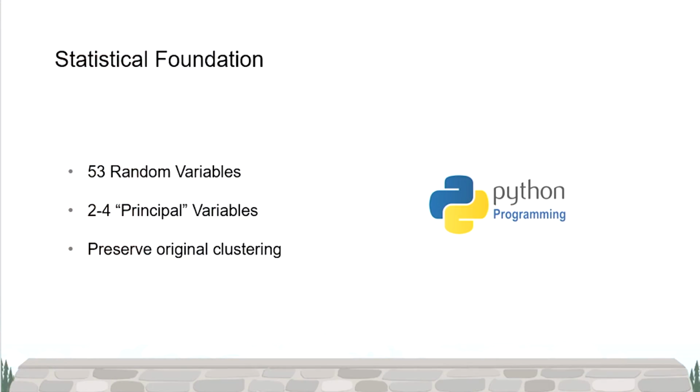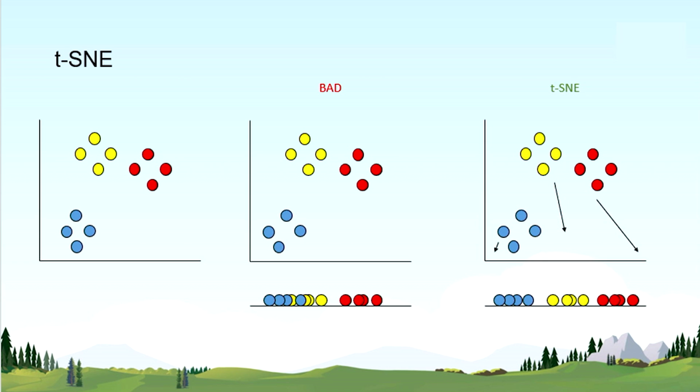So the statistical foundation for this was I was going to do a principal component analysis, which would take 53 random variables in the Salesforce object and condense them, reduce them down to 2 to 4 principal variables, which for those of you who don't know, is essentially running a bunch of regressions on it until you can take it down to a lower level. So I visually represented what this looks like.